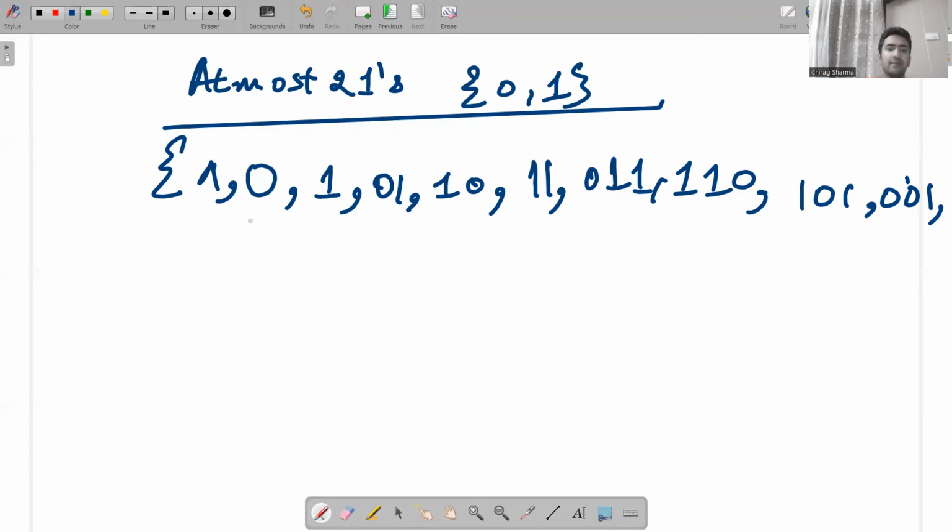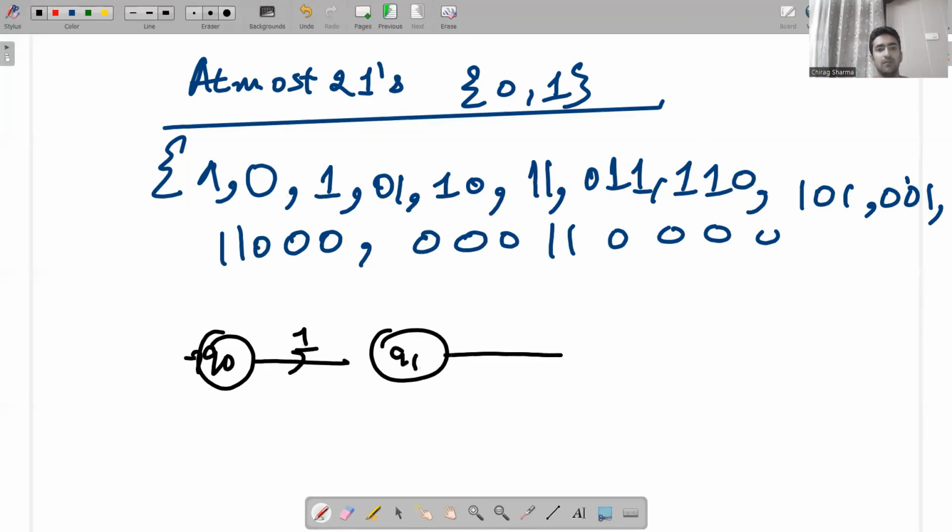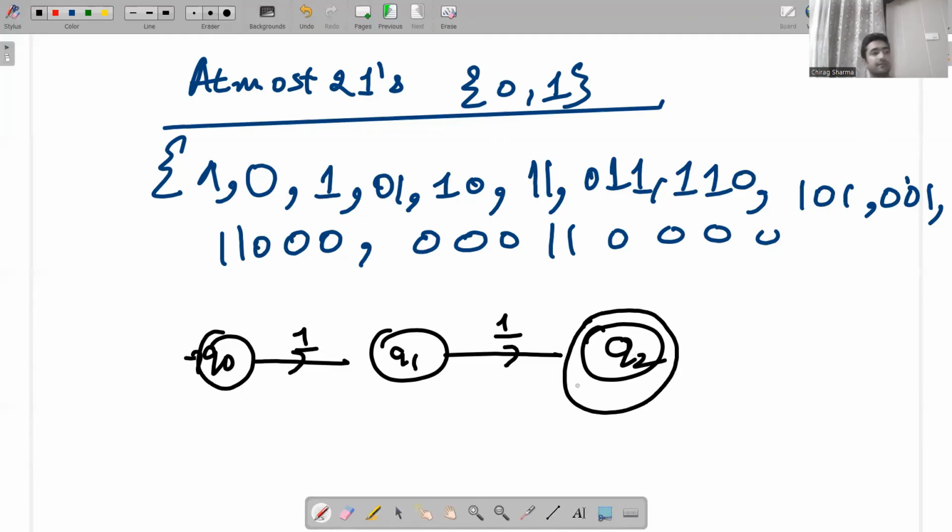Or I can have minimum two ones. I can have any number of zeros, or I can write 000, 111, all zeros. So the condition is imposed on ones, maximum two ones. So for maximum two ones, create a generalized automata with 1 q1 1 q2. I can put it as a final state because maximum two ones are accepted.